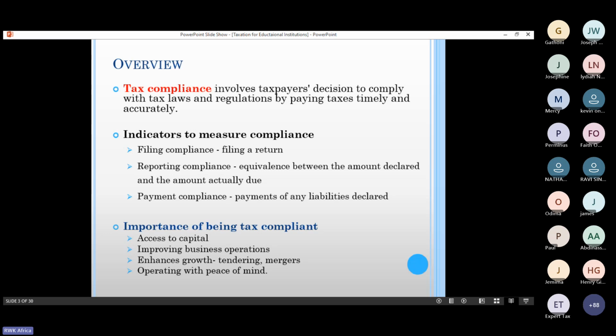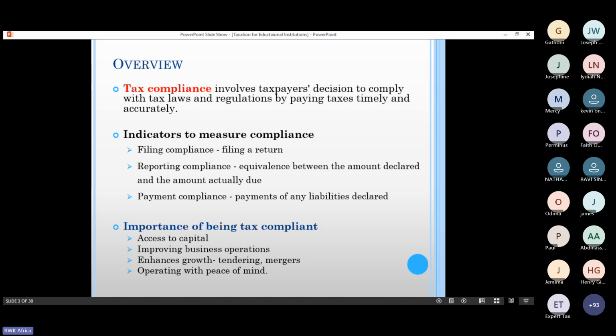So we can check on the indicators to measure compliance. So we have the filing compliance, filing a return. So you have the obligations: the income tax company, pay as you earn, VAT, rental income. So do you file those returns? Failure to file that, you're not compliant, and you cannot get a tax compliance certificate. So number one measure of compliance is filing of return. Under the different tax obligations that we have, how do you file the returns?